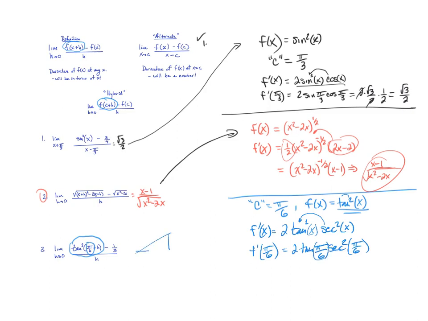So for pi over 6, you should know your circle well enough to know pi over 6 is here. Got a 1, a root 3, and a 2. So tangent of pi over 6 is 1 over root 3. And the secant of pi over 6 is 2 over root 3. But that's being squared, and that squaring will square the numerator and the denominator. So we've got 2 times 1 over root 3 times 4 over regular 3, because the root 3 is being squared, which to me looks like 8 over 3 root 3. And I'd be happy if you just left it just like that. Don't worry about a radical in the denominator. So there's our expression, and the limit is 8 over 3 root 3.